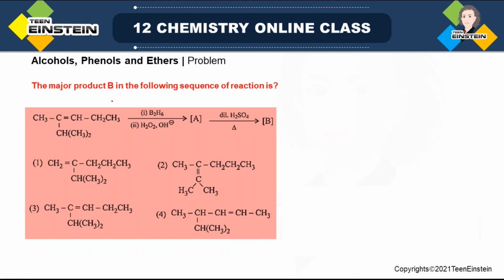The major product B in the following sequence of reactions is: the starting material is an alkene, with a C=C double bond. What reagent are you using? You are using B2H6, H2O2, HO minus. So this is hydroboration oxidation.